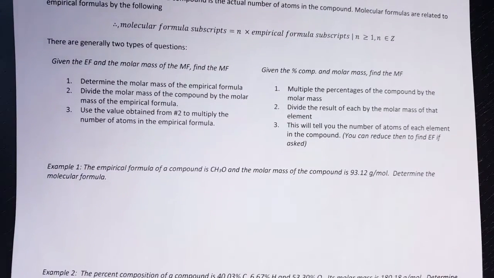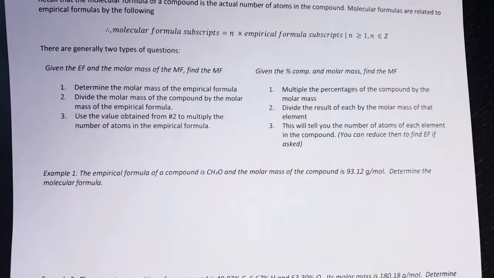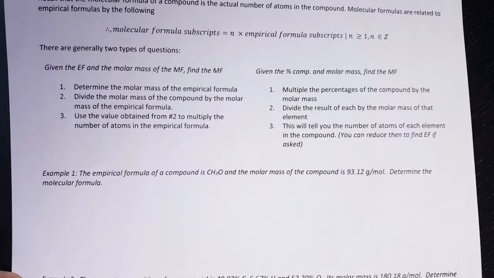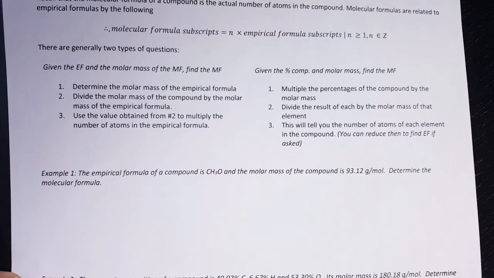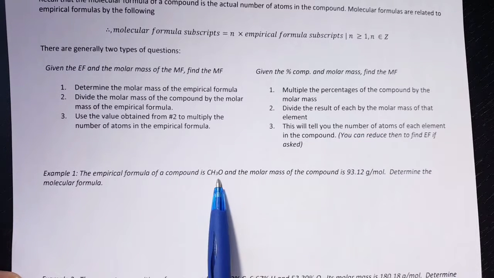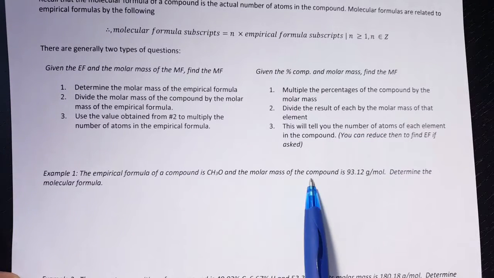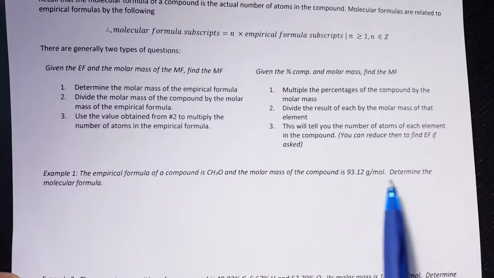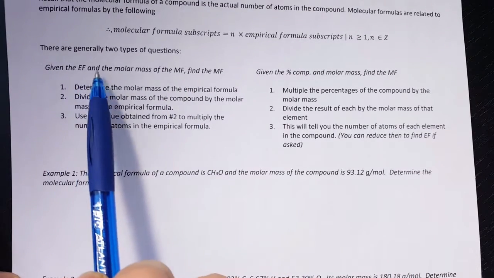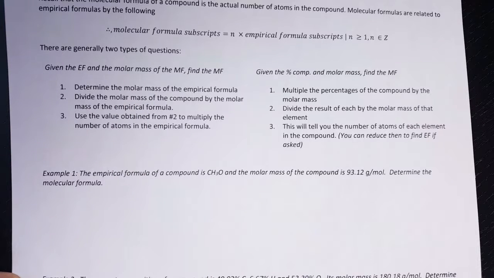Example 1. The empirical formula of a compound is CH3O, and the molar mass of the compound is 93.12 grams per mole. Determine the molecular formula. So again, which one of these two questions is that? Well, I'm given an empirical formula, and I'm given the molar mass of the compound. Determine the molecular formula. That's this one right here.